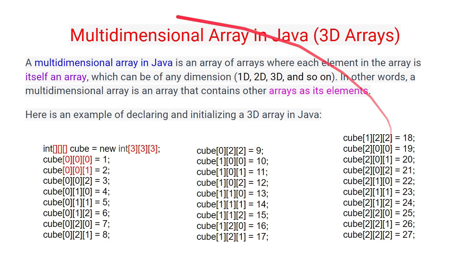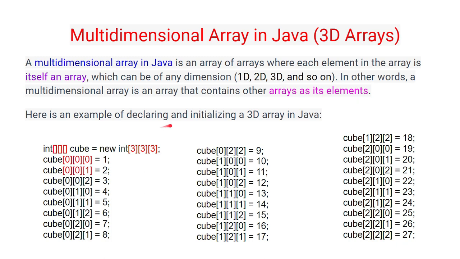Let's go to the multidimensional array, which is the 3D array. A multidimensional array in Java is an array where each element in the array is itself an array, which can be used for dimensions 1D, 2D, 3D and so on. In other words, a multidimensional array is an array that contains other arrays. So we can store an array inside an array.